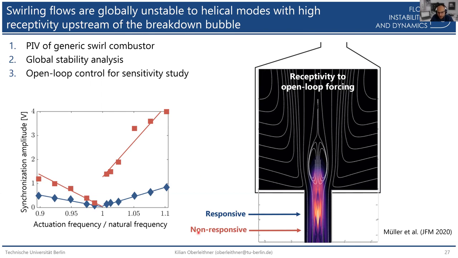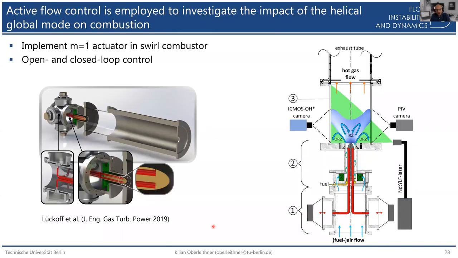And you can see that there are some responsive and non-responsive areas. Non-responsive means you need high amplitudes in order to achieve lock-in. And you could find quite a good correspondence between these receptivity maps and the actuation lock-in experiments. So then we used this information to design an active flow control device, which we implemented into a combustion rig.